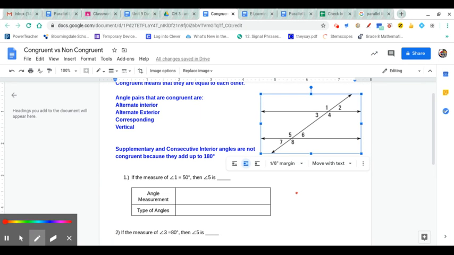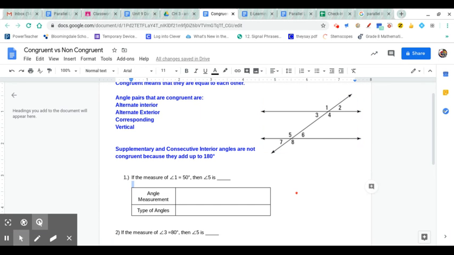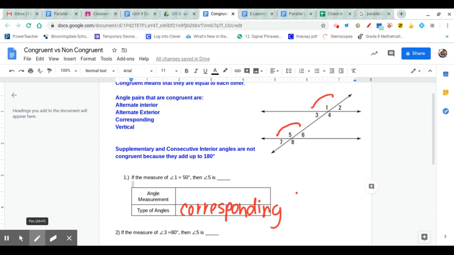Now here, I'm going to get off of this, but I have angle 1 and angle 5. So I have to identify what type of angles those are. They're in the same side, same position. So in the type of angles, I'm going to say corresponding. And then from here, because I know they're corresponding angles, I know that they're congruent. So that means the angle measurement, if angle 1 is 50, then angle 5 has to be 50 degrees as well.